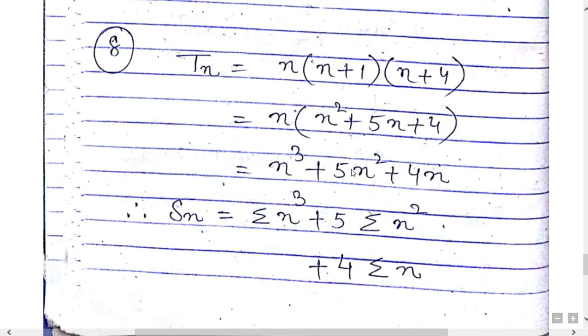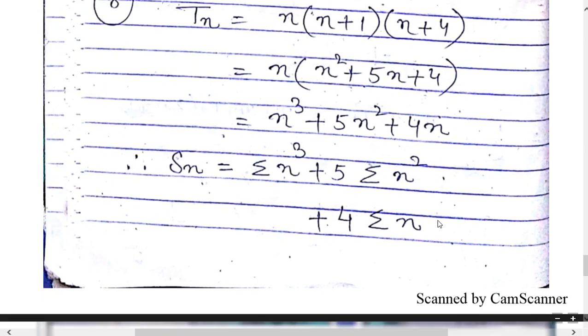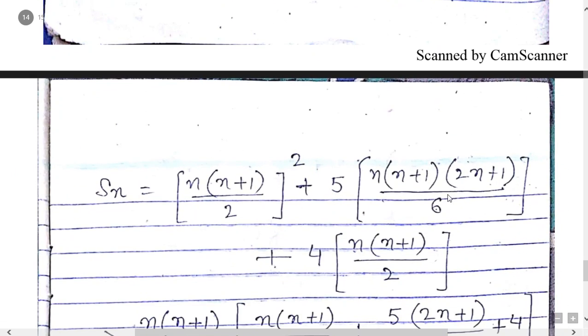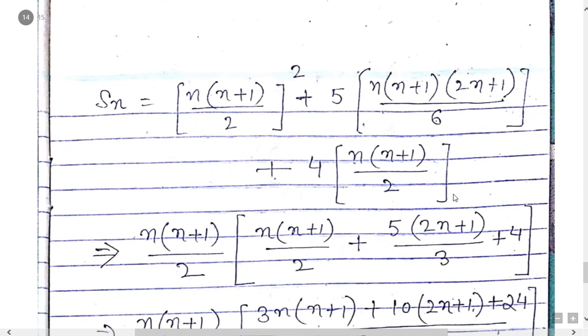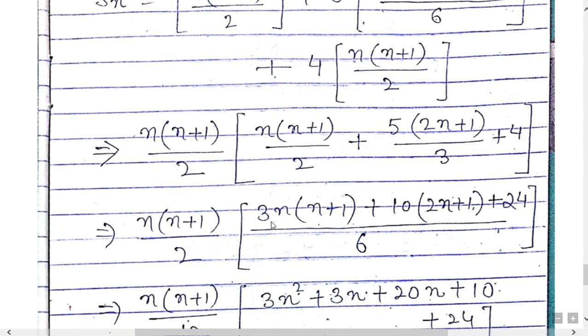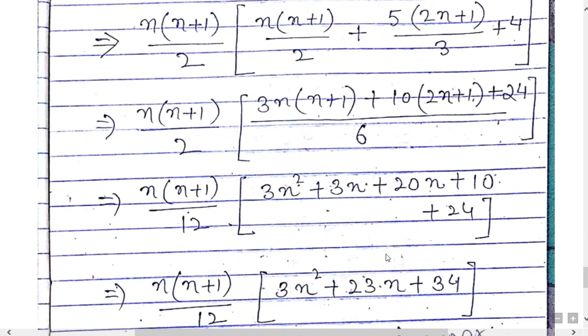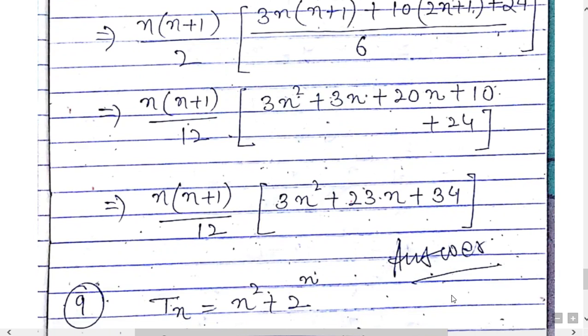It's n cube plus 5n square plus 4n. Then apply the formula of summation. Then insert the values. Then take the necessary terms common as per the previous questions. Then take LCM inside the bracket. It's 3n square plus 23n plus 34. Okay, it's not factorized further, that's why it's the final answer.